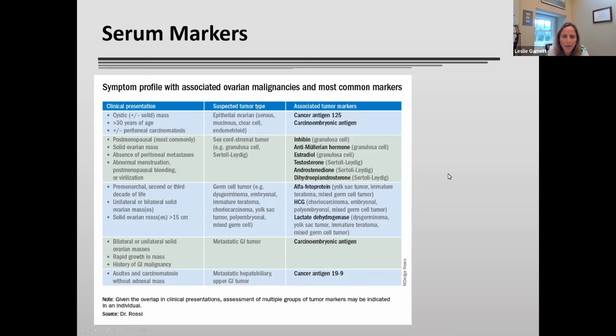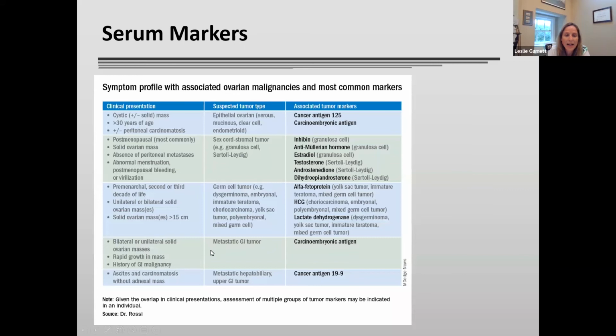But again, look at the characteristics. Is this cystic? You're starting to think epithelial. Is it totally solid? You're thinking sex cord stromal. And that's where these different tumor markers can come in. And then of course your CEA and your CA19-9 can absolutely be a prime marker of a primary ovarian problem. Usually the CA-125 is elevated too, but again, there you're thinking about GI tumors. This is where maybe they're solid, Krukenberg tumors, they're bilateral.